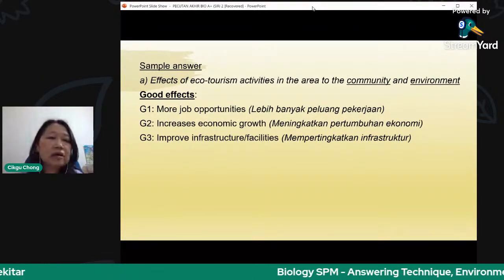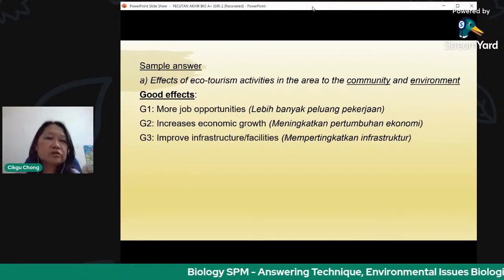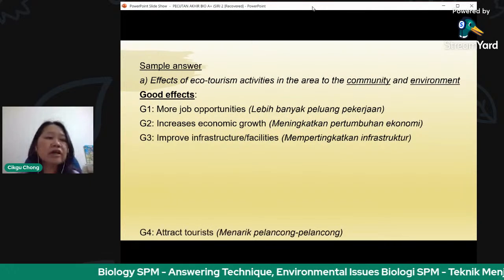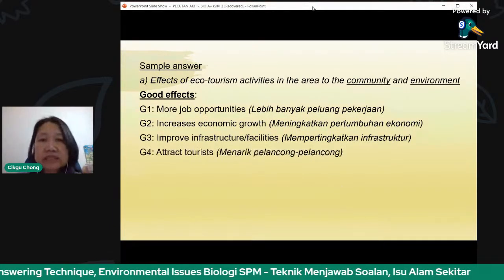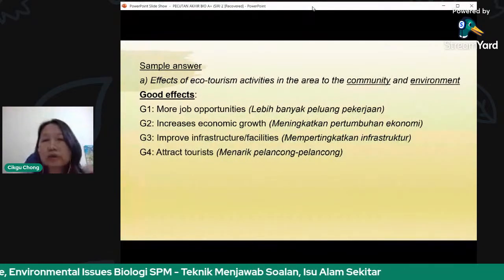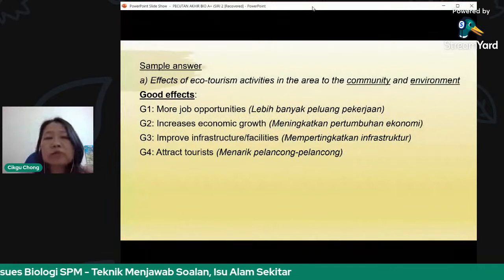Okay. Shopping center, maybe because tourists come and they also want to shop. Then maybe attract tourists. All these are the points that you have to write. These are the main points. You elaborate on your own. When we mark, we will look at the points only.